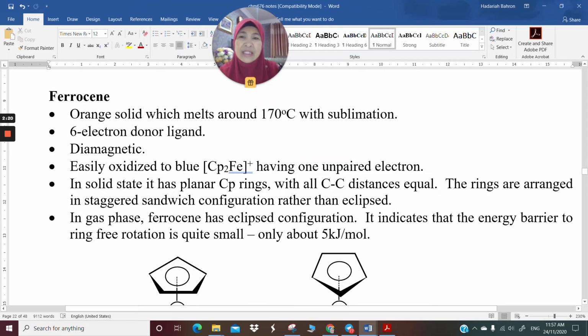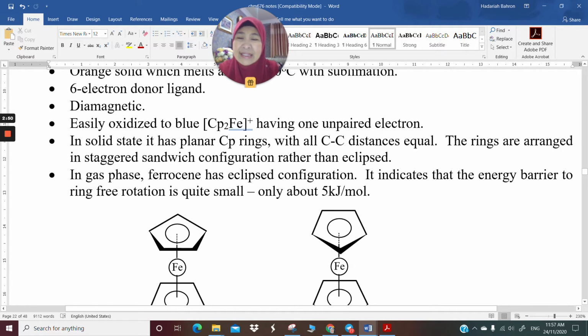Now, what is ferrocene? Ferrocene is an orange solid which melts around 170 degrees Celsius with sublimation. That means it doesn't become liquid. It changes from solid to gas at 170 degrees Celsius. It is a 6-electron donor ligand. It is diamagnetic, which means it doesn't have any unpaired electrons in it. It is easily oxidized to blue Cp2Fe+, losing one electron, having one unpaired electron.